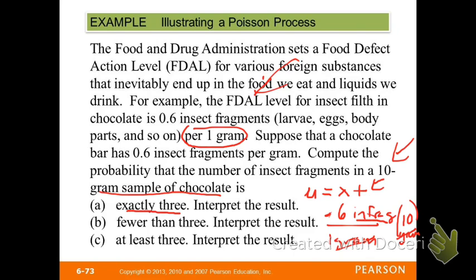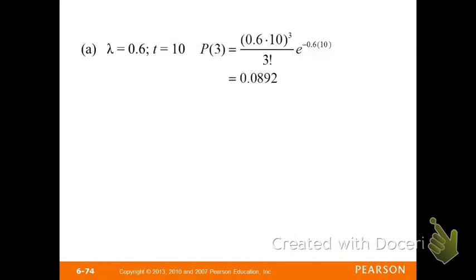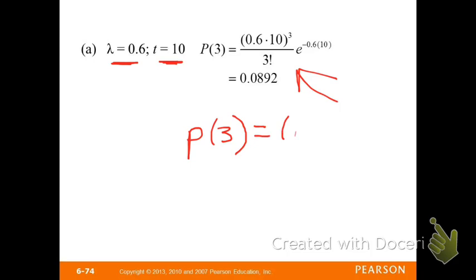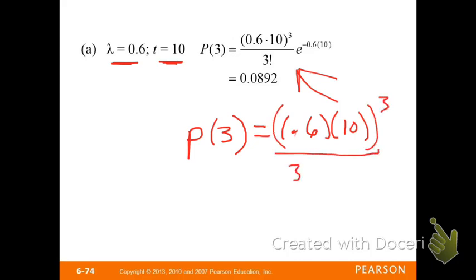Well, now you can see here, lambda is 0.6. Like I said, t is 10. Now you can see an illustration of the formula. So 0.6 times 10. So P of 3, the probability that you will get exactly 3 insect fragments, is equal to P of 3. And I'll just rewrite it so you can see it: 0.6 times 10, whole thing to the 3rd power, over 3 factorial.